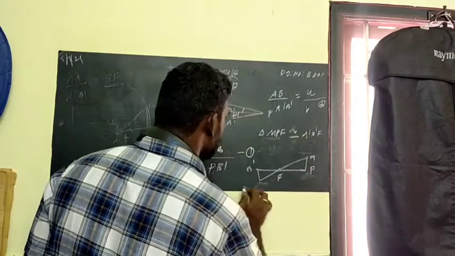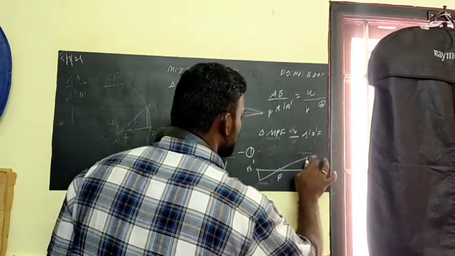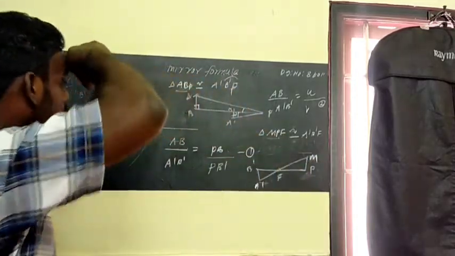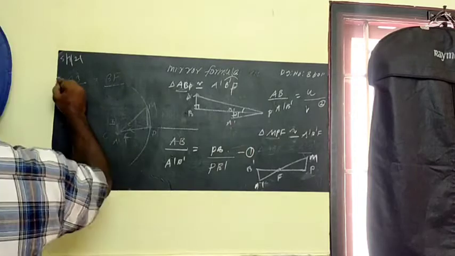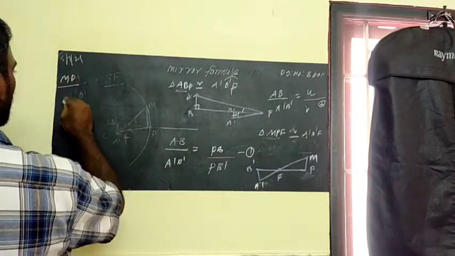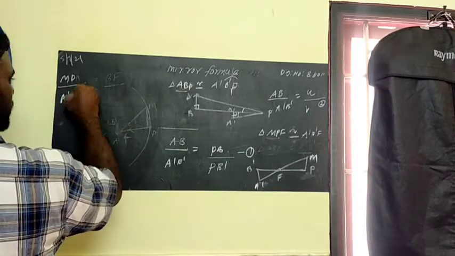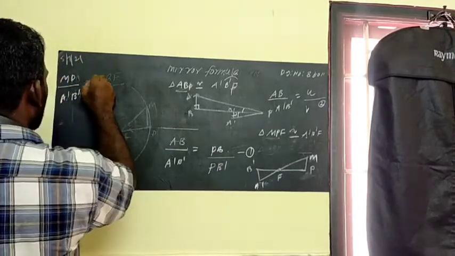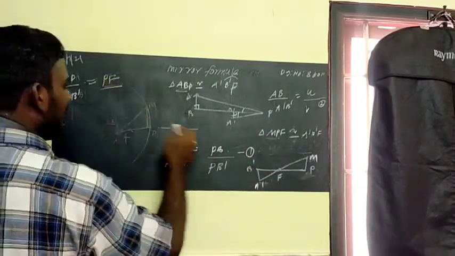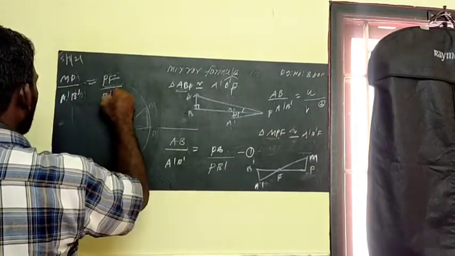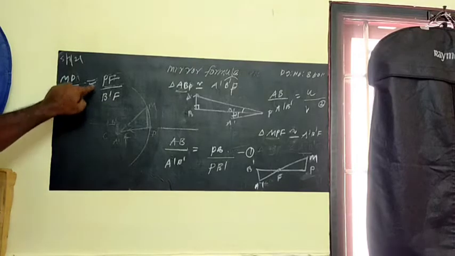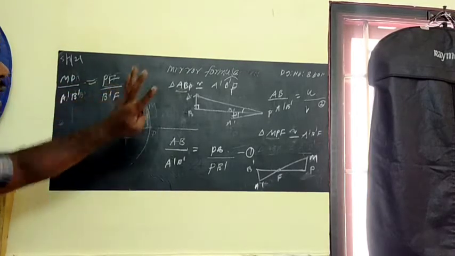So here you can consider this will be MP only. This is A'B'. After we will change, because you will get confused. So write this one: in place of MP, for that triangle, we have A'B'. For the next one, in place of PF, there we have B'F. Is that clear? So MP over A'B' equal to PF divided by B'F. The third side we don't want.